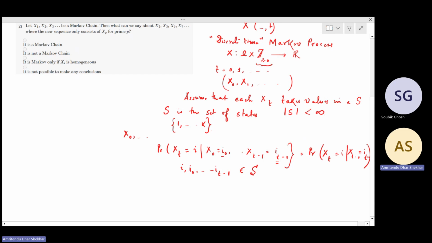So it is independent of what the other random variables are. So essentially it is only dependent on the previous step. The value of the process at time instant t is dependent on what value it took in just the previous time step.